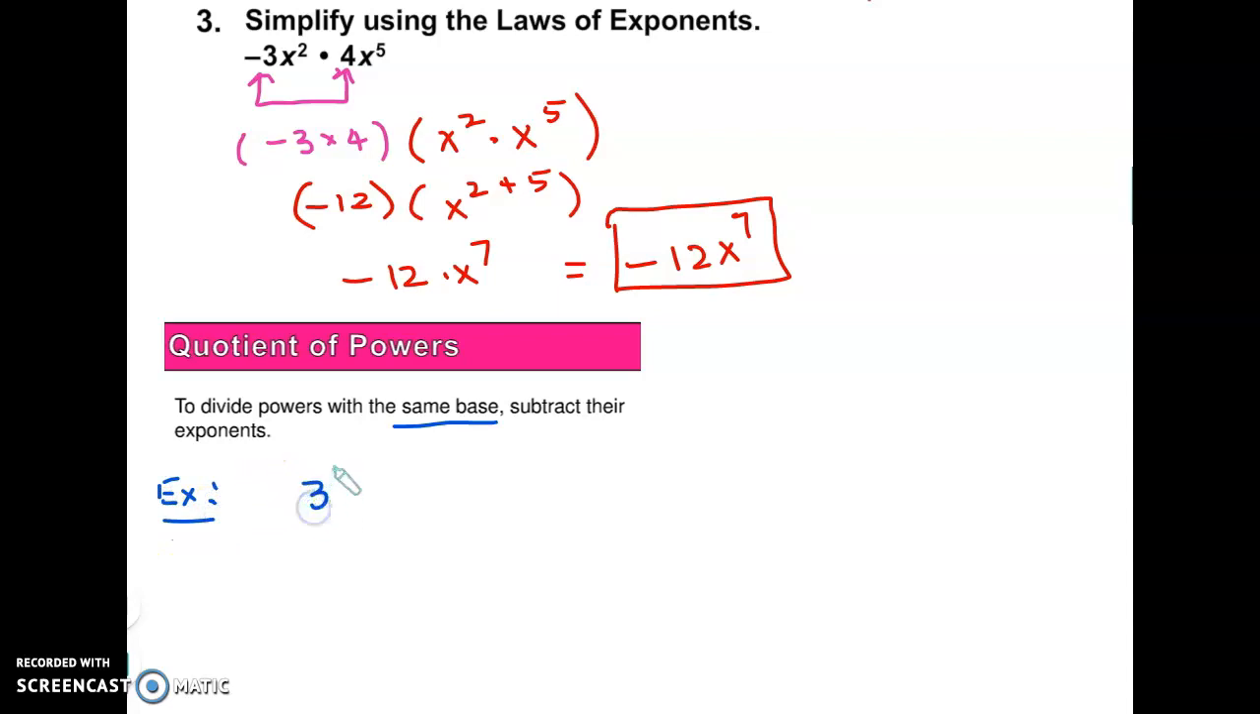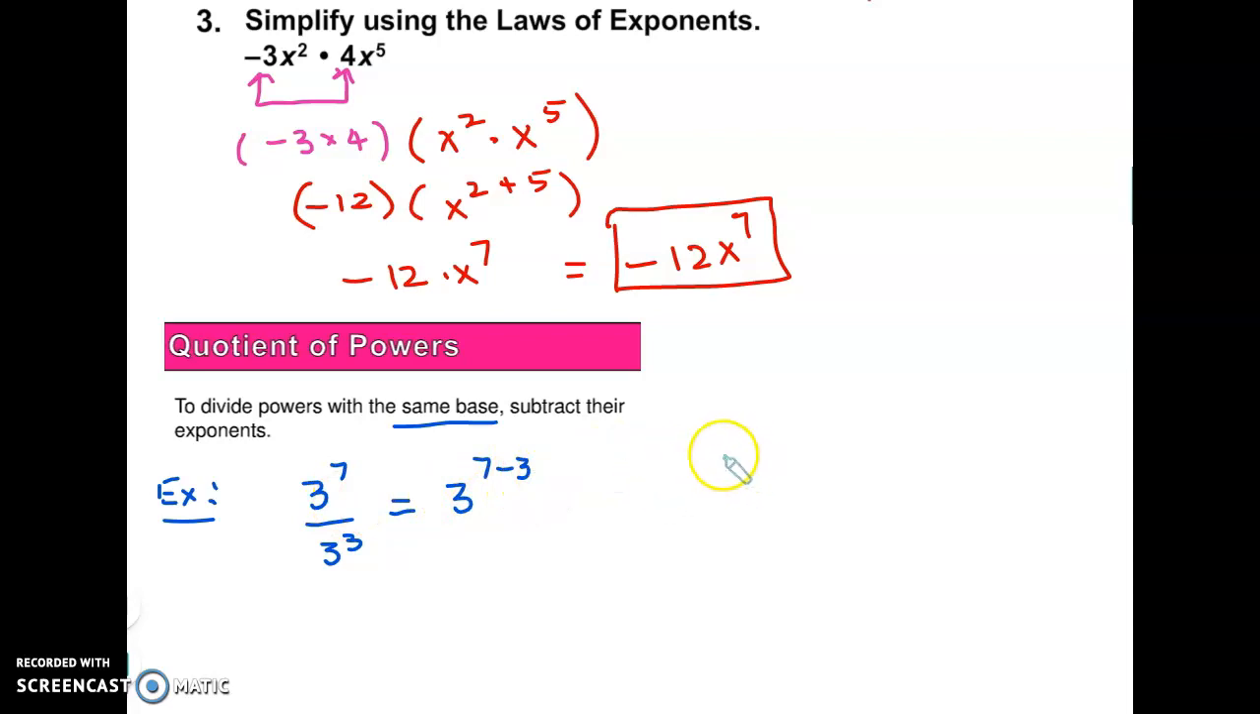Let's say I'm dividing 3 to the 7th exponent by 3 to the 3rd exponent. All I have to do is look at the base. I have the same bases, so I'm going to keep the base and then subtract the exponents, which is 7 take away 3. In the last rule, when you multiply, I add them, but in this case, when I divide them, I have to subtract the exponents.